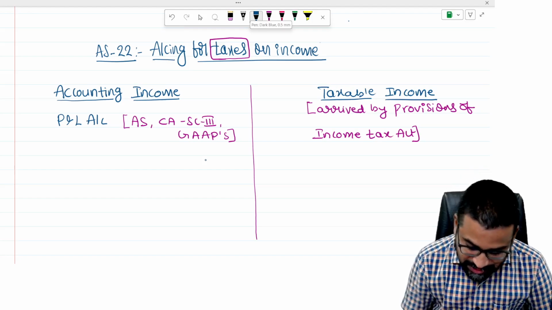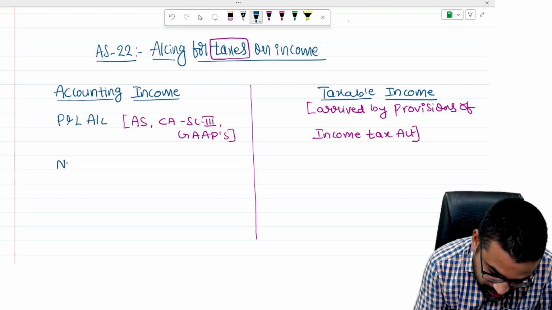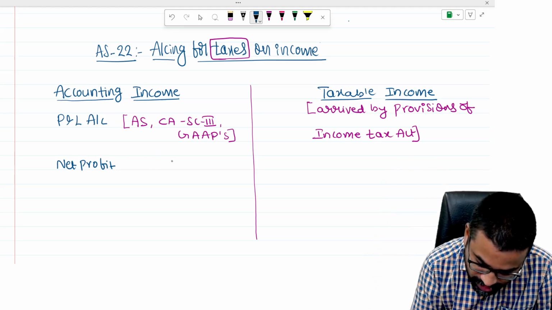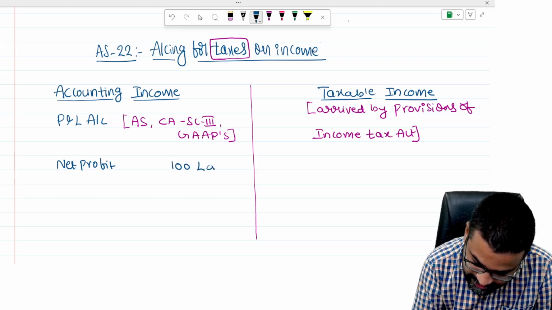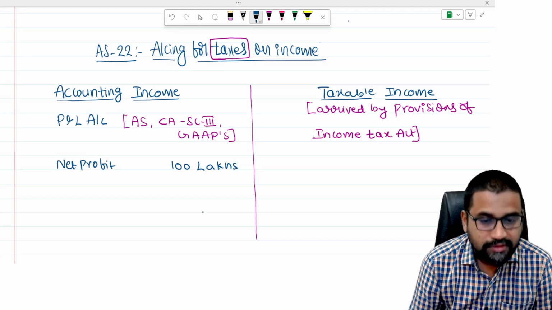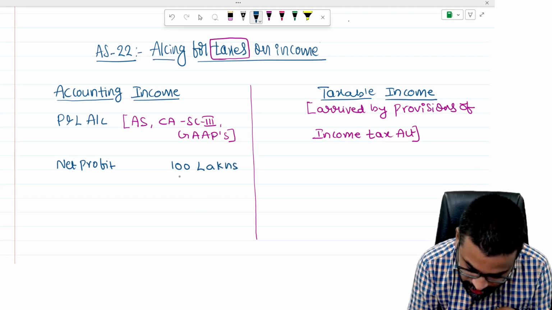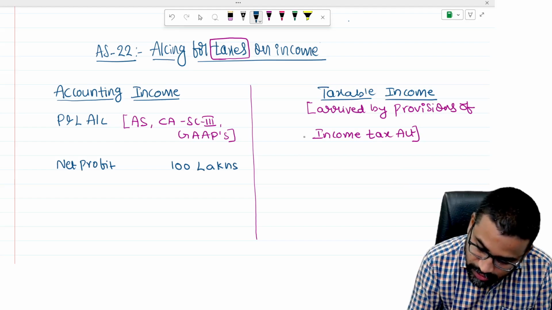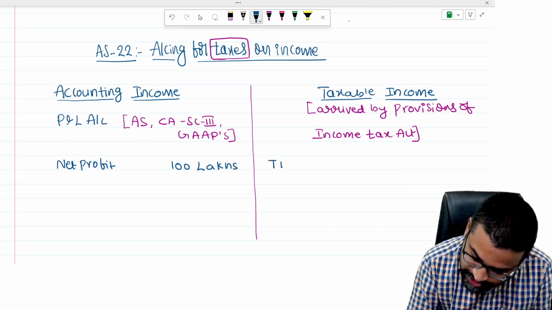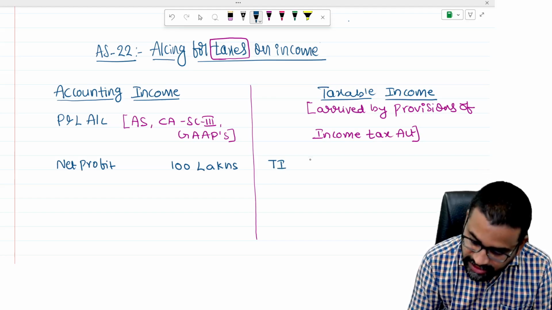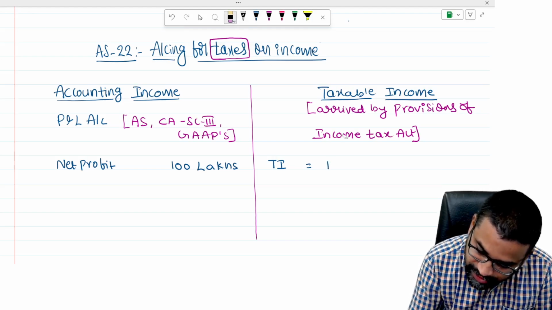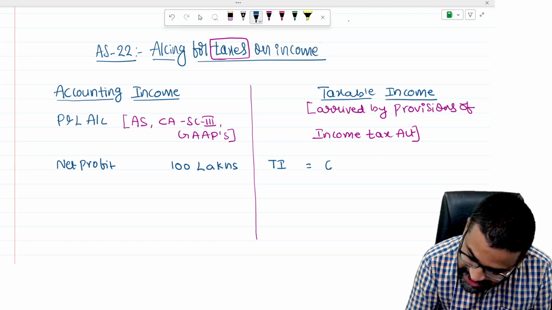Now suppose, see, I will tell you. Suppose we got a net profit. Of course, incomes minus expenses, all those things we have done. We got a net profit of 100 lakhs. Okay. Now I want to pay tax, so I will ascertain the taxable income. Suppose by following the provisions of the Income Tax Act, we ascertain the taxable income, and it is, for example, only 60 lakhs.